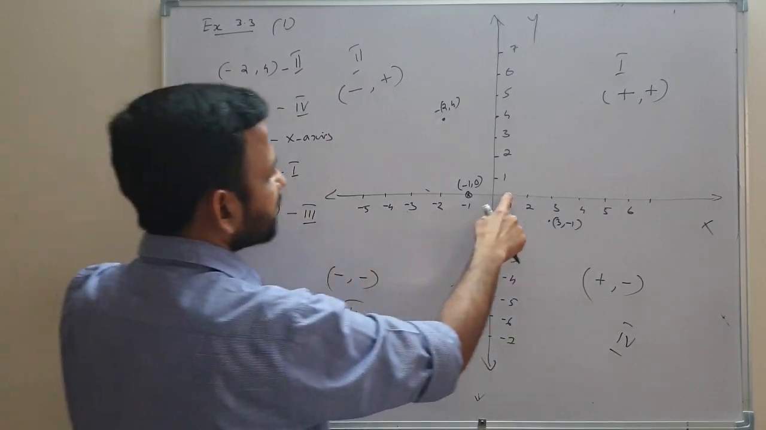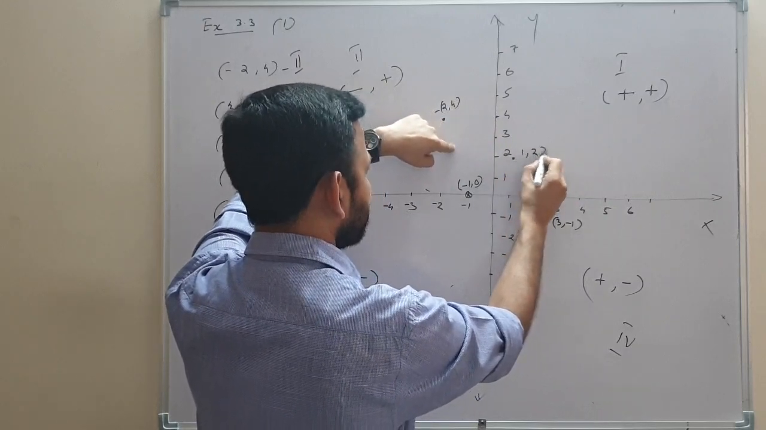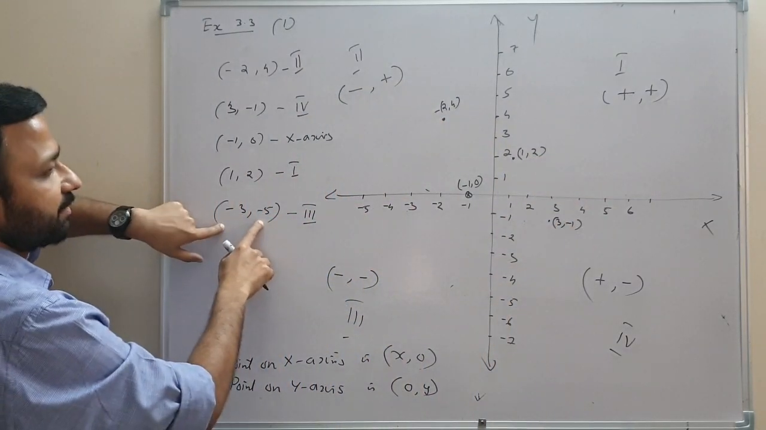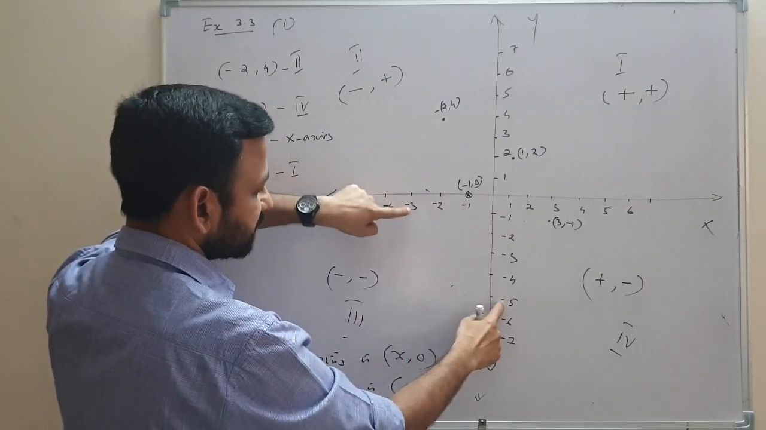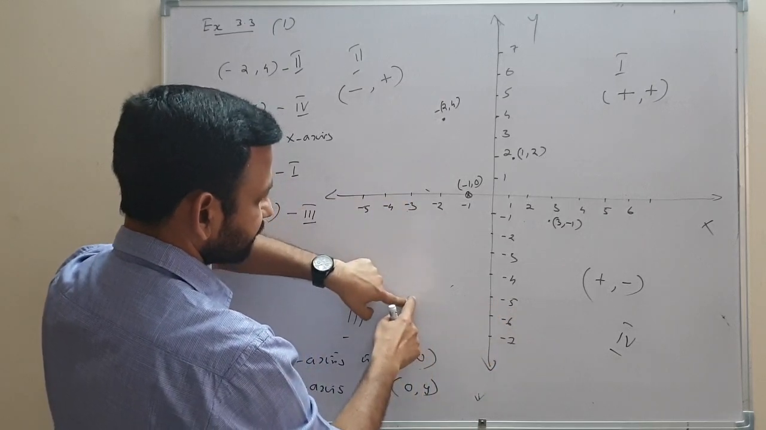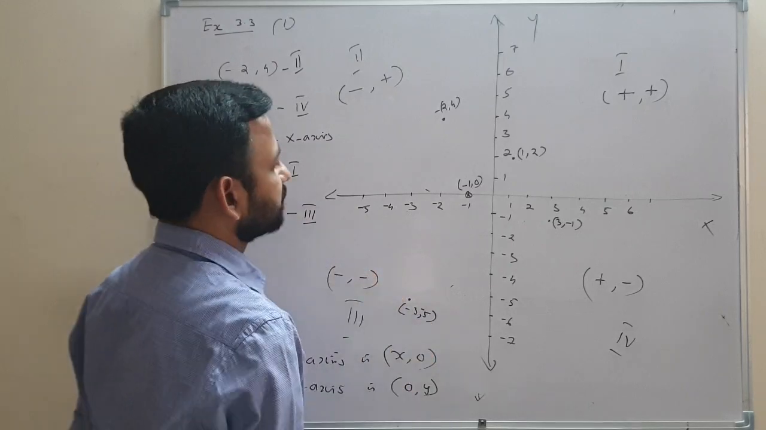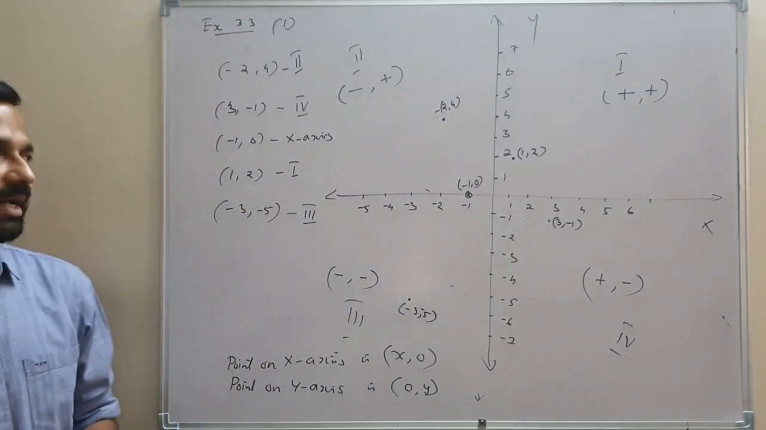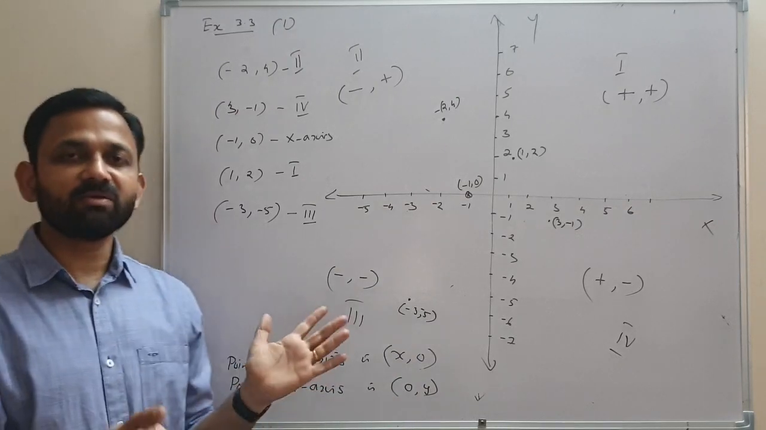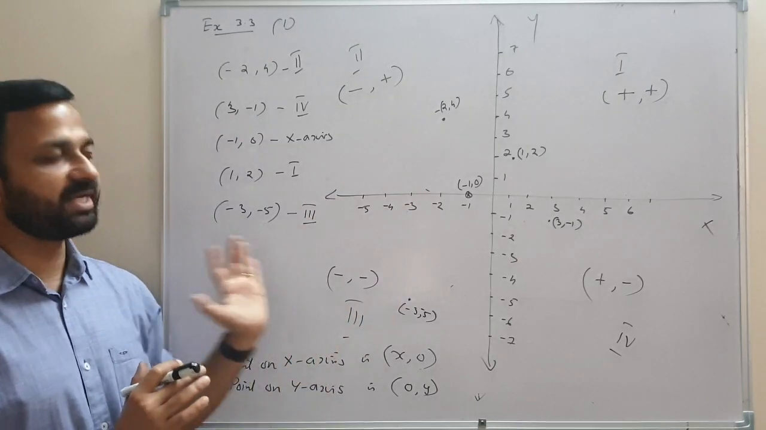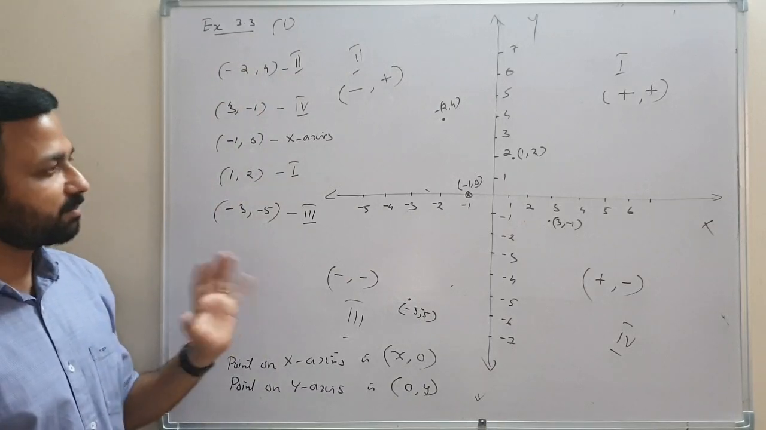(1, 2): on the x-axis 1, on the y-axis 2, so that is this point. Then (-3, -5): on the x-axis -3 and on the y-axis -5, so this one. Now we have located all the points and we can easily find whether a point is from the first quadrant or second quadrant, etc., or a point on the x-axis or y-axis. So that is exercise 3.3, question number 1.